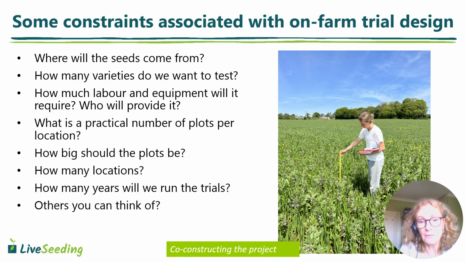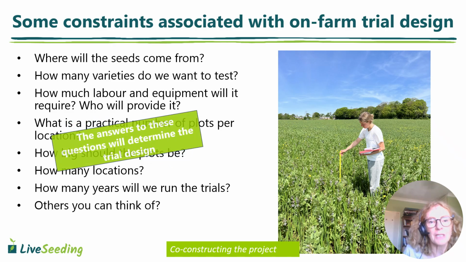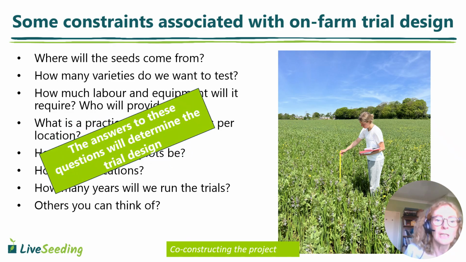What is the size of the drill on each farm? It might not be the same on every farm. What combine or harvesting equipment is available? How many locations, how many years, all of those different things. So others you could probably think of as well, right? These are constraints that it's really important as a group to define, because it will really help determine what is the best trial design, right? And what's going to really work to answer those questions or objectives.